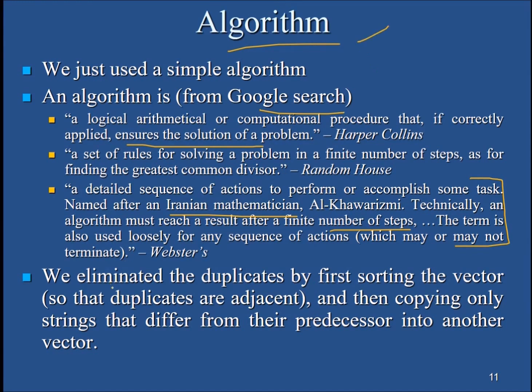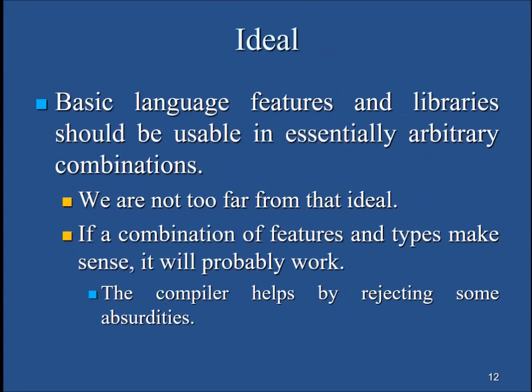So we eliminated the duplicates by first sorting the vector, so that the duplicates are adjacent, and we know it because lexical or alphabetical order is there, and then copying only strings that differ from their predecessor into another vector. So the basic language features and libraries should be usable in essentially arbitrary combination. We are not too far from that ideal. This is the ideal situation. And if a combination of features and types makes sense, it is going to work. So the compiler helps by rejecting some absurdities by itself.